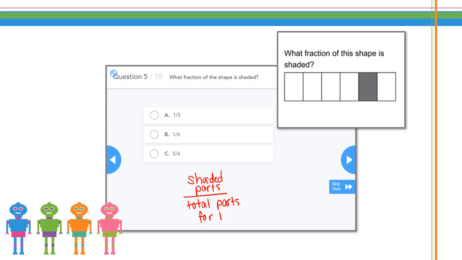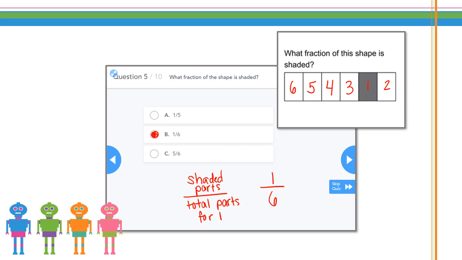So how many parts are shaded? Well, I see this 1 part shaded, so my numerator is going to be a 1. And then my denominator, how many total parts to make 1 whole? So there's 1 part, 2, 3, 4, 5, 6, and it doesn't matter what order I count it in because I'm still counting the parts that make 1 whole. So I have 6 total parts to make 1 whole.